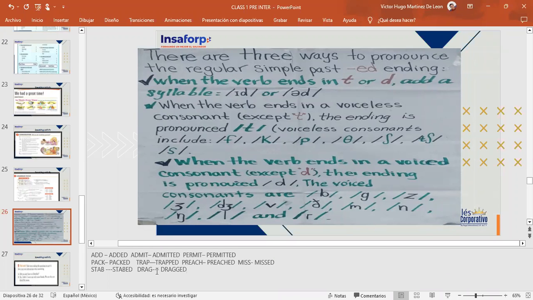Roar. De rugir, ¿verdad? Roar. Roared, roared. Esa D tiene que sonar, ¿ok? Ok, y estos son los tres casos, los tres sonidos de los verbos regulares en pasado.